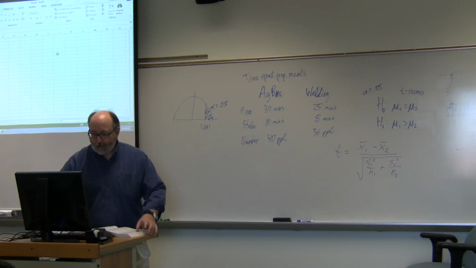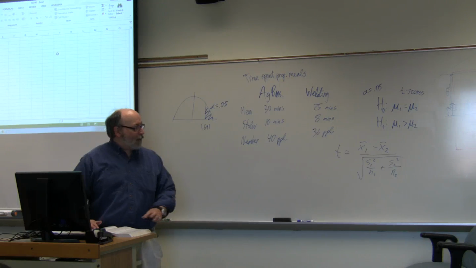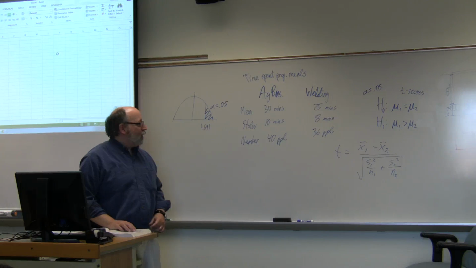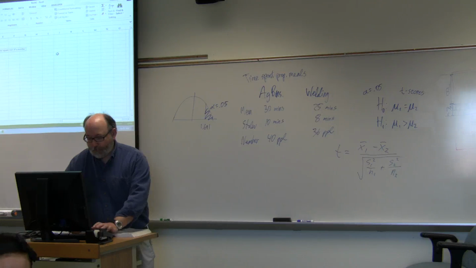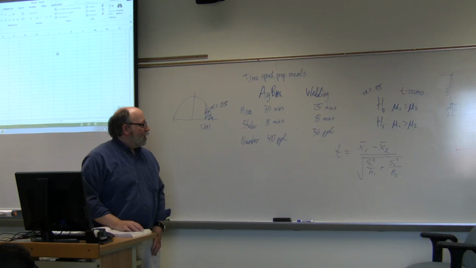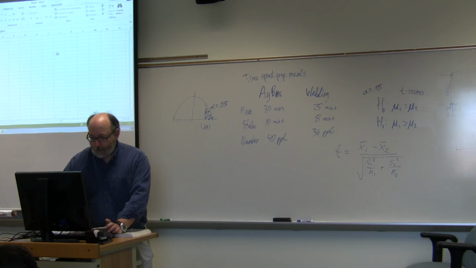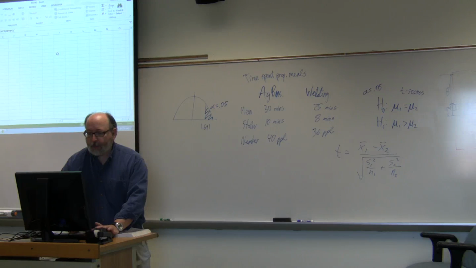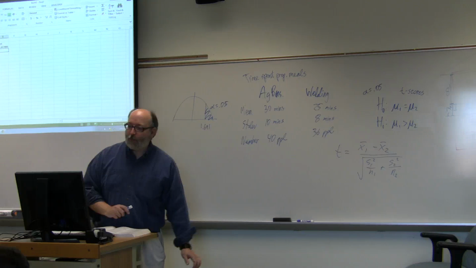So we're going to say this is going to be 30 minus 25 on top. Then on the bottom we have the square root of 10 squared divided by 40 plus 8 squared divided by 36, which gives us that number right there. So then our test value is 5 divided by that, giving us a test value of 2.417.